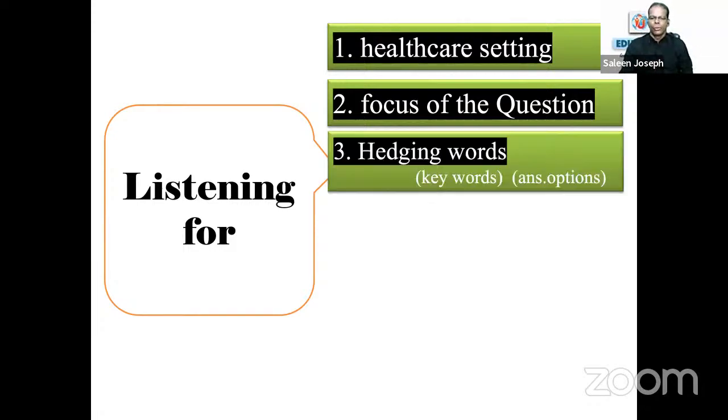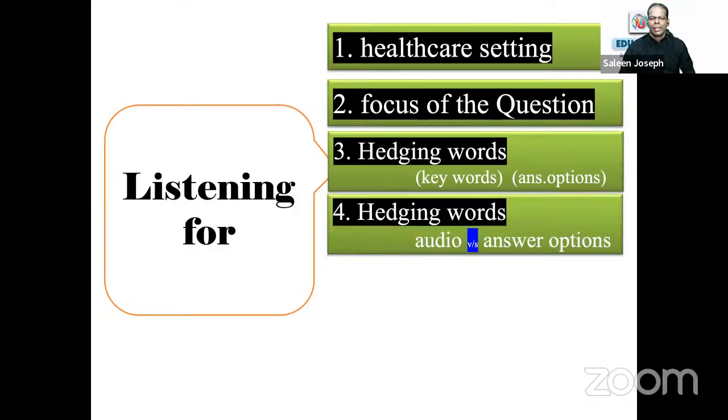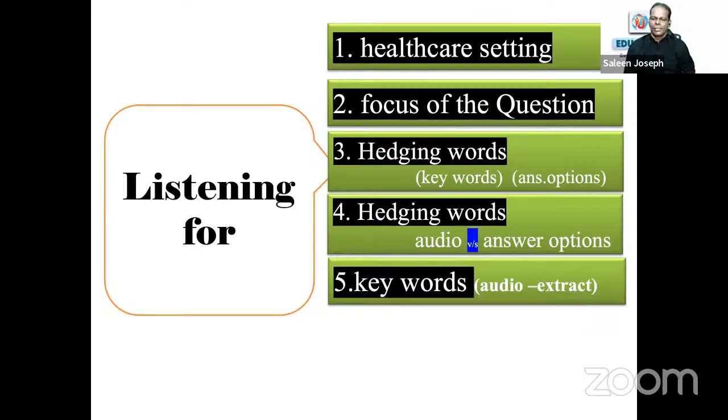I'll demonstrate those things and look for the hedging words or the keywords. Hedging words always means keywords. I often used to say hedging words, so it's known as keywords. The third step is to look for hedging words in the answer options. The fourth step is hedging words in the audio as well as in the answer options. So we will see the keywords in the audio as well as the answer options. Fifth step, extract the keywords in the audio.